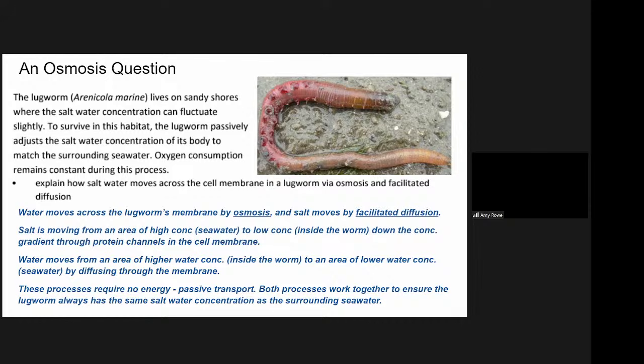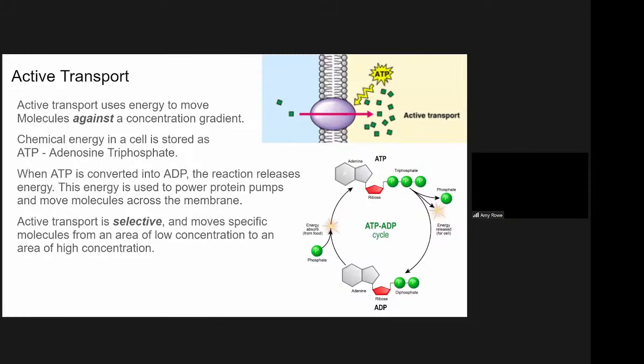Okay, thank you. All right, so active transport. As I've mentioned before, active transport requires ATP energy. So we're going to have chemical energy in the form of ATP driving this process. And the reason we need that energy is because active transport moves molecules against a concentration gradient. With diffusion, we see molecules moving from an area of high concentration and spreading out to an area of low concentration, whereas active transport pumps molecules in the opposite direction.